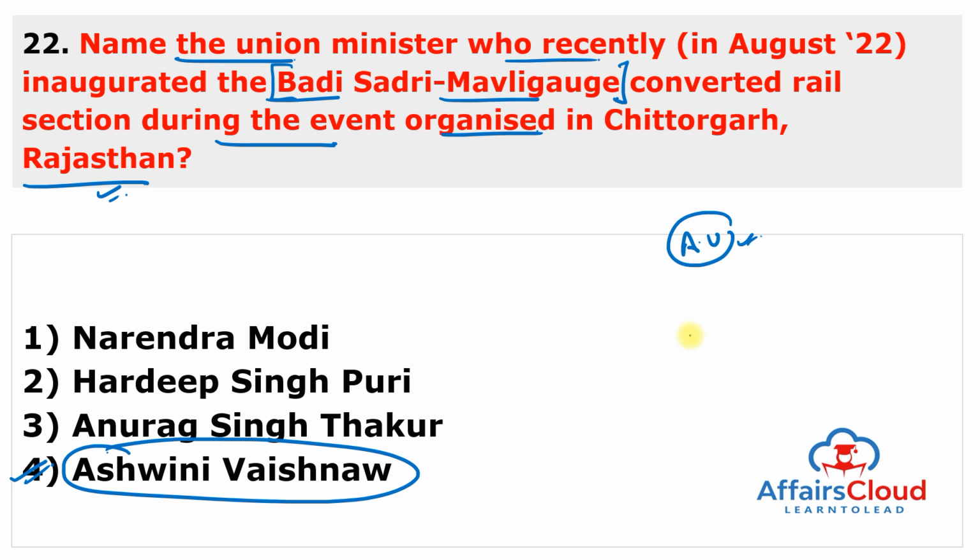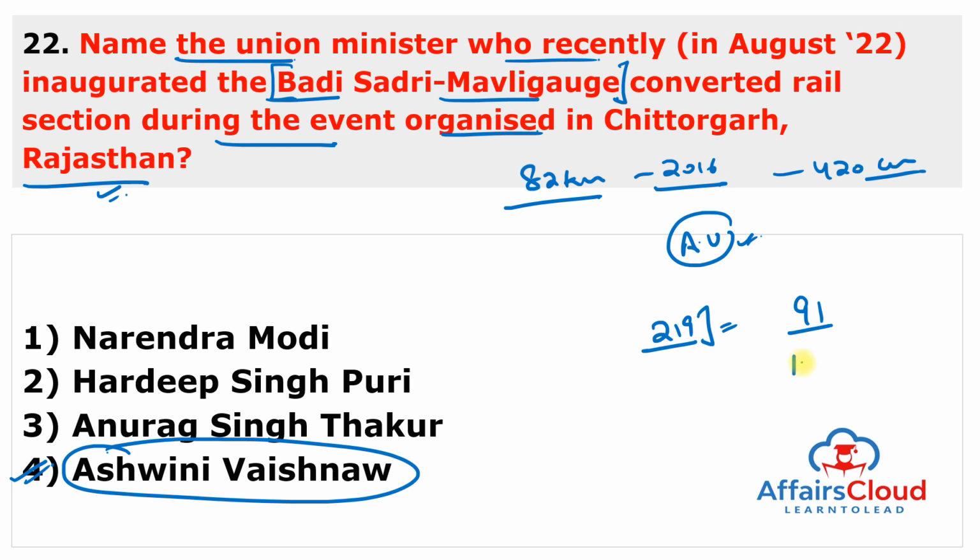And the project of the conversion of the 82 kilometer Badi Sadri Mavli meter gauge railway track started in the year 2016, and the total estimated cost is 420 crore rupees. The new track has 219 underbridges, 91 level crossings and 12 stations en route. So just remember the question as in the slide.